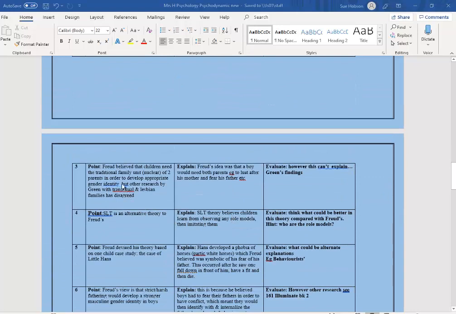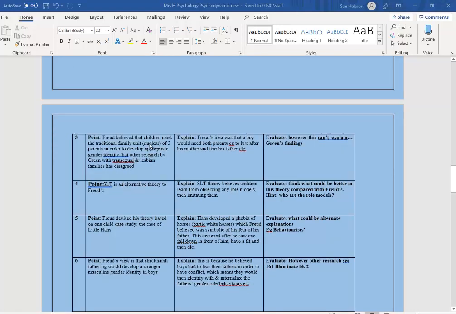Going on, point 3: Freud believed that children need the nuclear family, 2 parents, in order to really learn their gender identity. But Green countered this. Green followed 37 children between the ages of 3 and 20. They were in particular families: transsexual families and lesbian families. And he found that all the children had a very clear gender identity, with just the possible exception of one child. So that obviously goes against Freud's idea of needing a traditional mother and father, a nuclear setup.